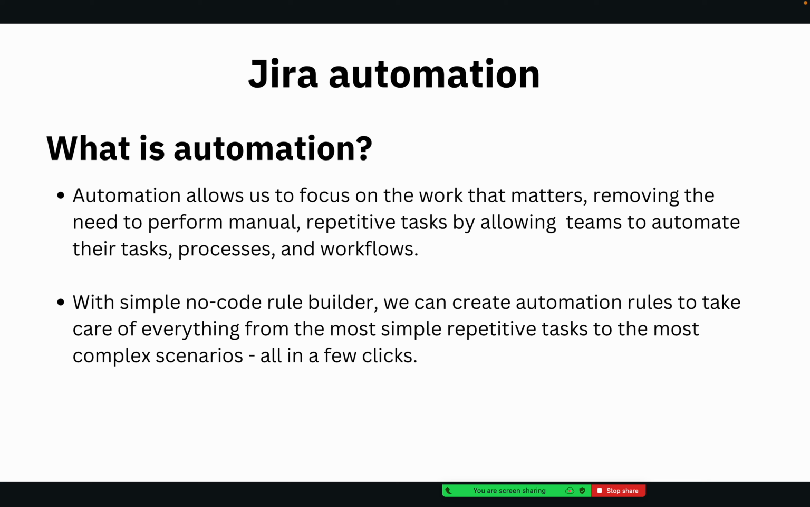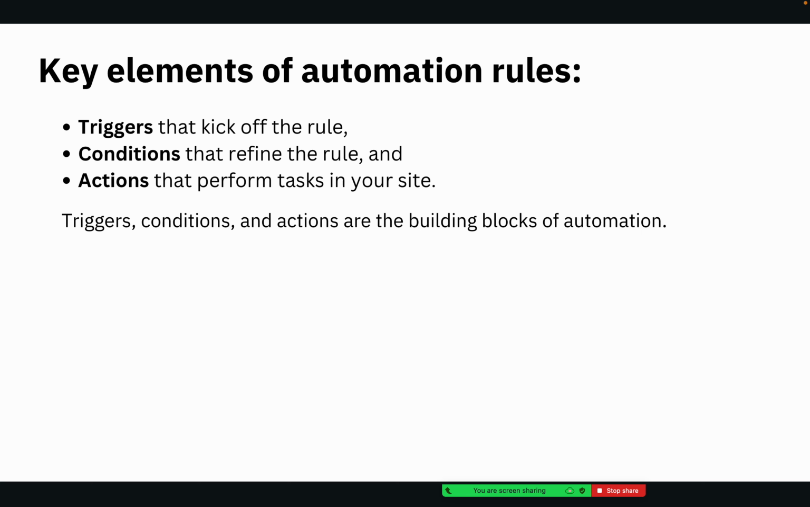So if you talk in the context of JIRA, the same thing. Allow us to focus on the work that matters, removing the need to perform manual repetitive tasks by allowing teams to automate their task process and workflows. With a simple no code rule builder, we can create automation rules to take care of everything from the most simple repetitive task to the most complex scenarios, all in a few clicks. Like we are doing some workflow, editing and creating our workflow, similarly, you can automate the process or workflow.